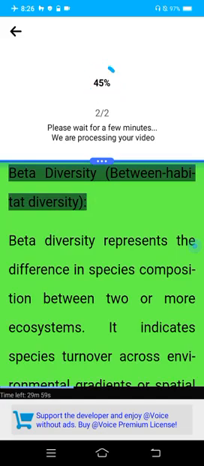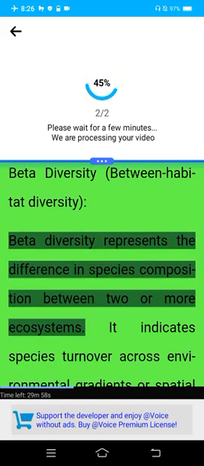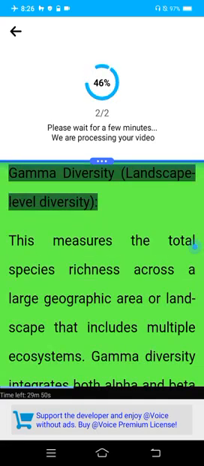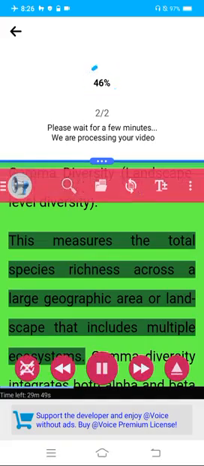Beta diversity, between habitat diversity. Beta diversity represents the difference in species composition between 2 or more ecosystems. It indicates species turnover across environmental gradients or spatial scales. It is calculated using the Whittaker index or Jaccard similarity coefficient. Gamma diversity, landscape level diversity. This measures the total species richness across a large geographic area.